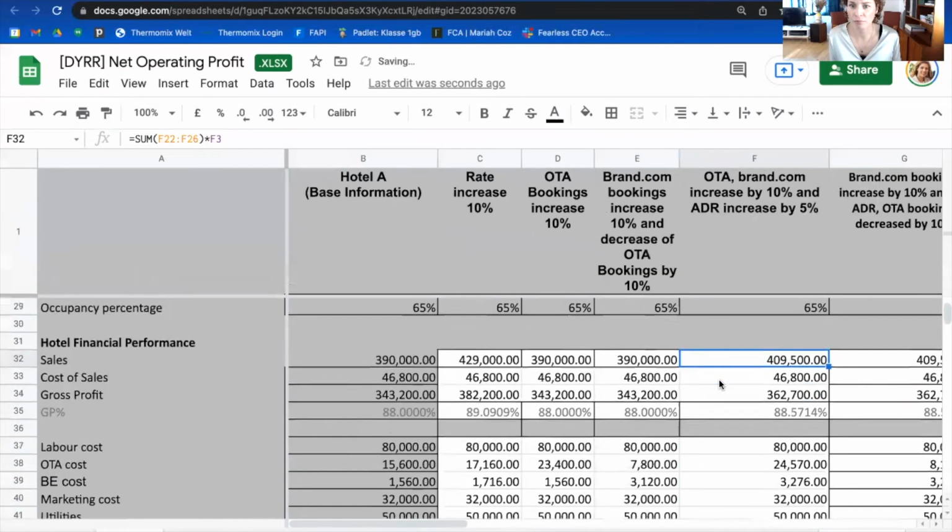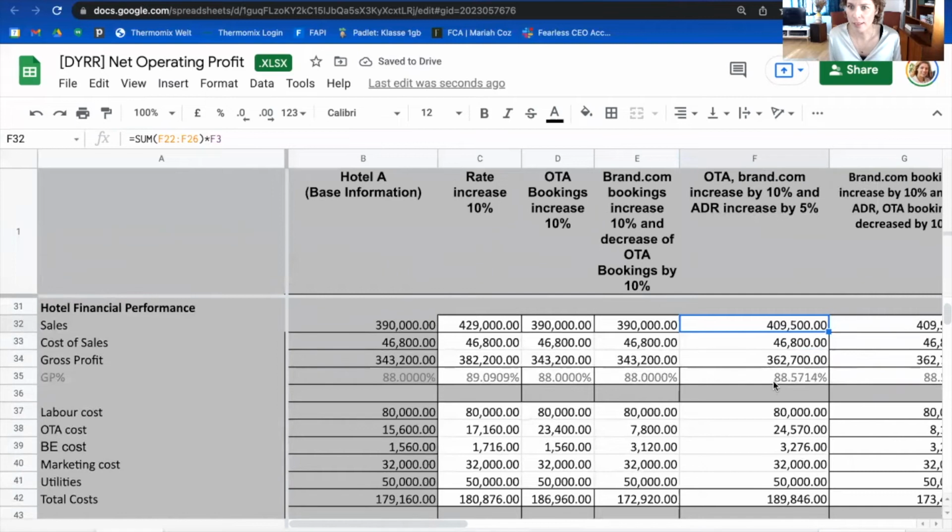So my scenario is here, F column. My gross operating profit is 88.57. My base information, my hotel A, is 88, and you see how it is actually developing. So in this case, switching the distribution channel and increasing the price by 5% has just helped us.